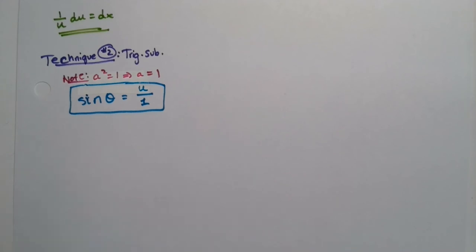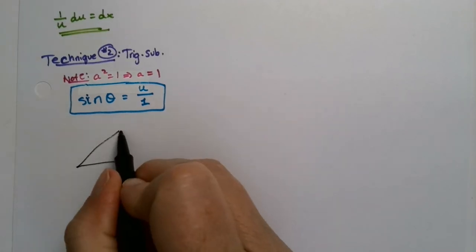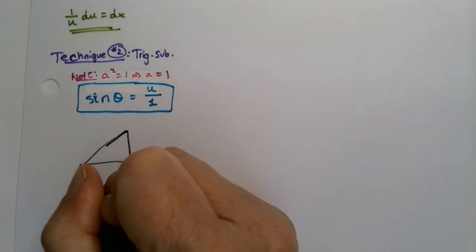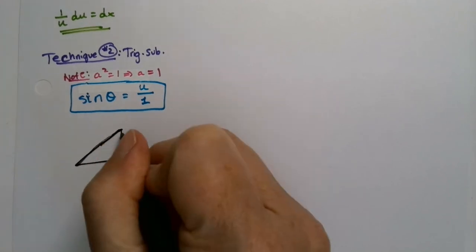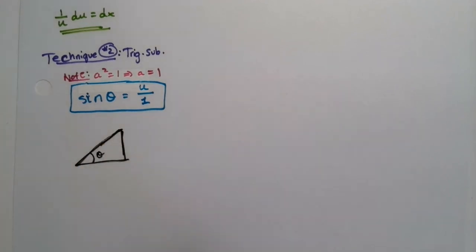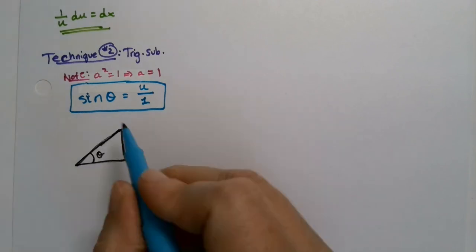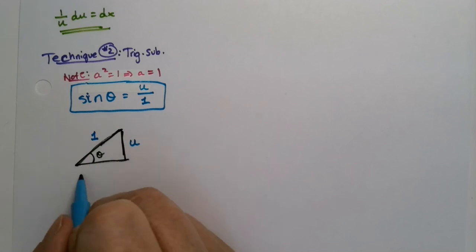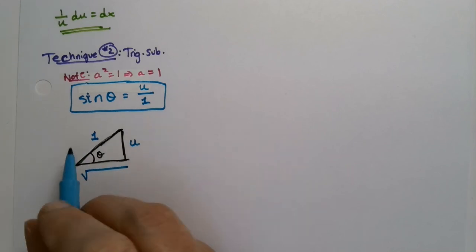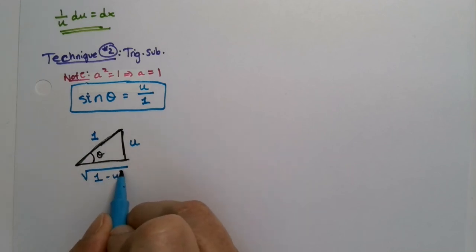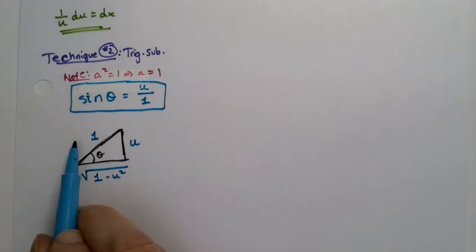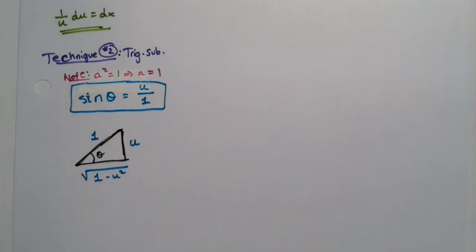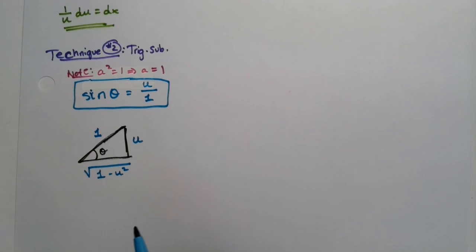Okay, from there we can build a triangle. Oop, a very wobbly triangle. Goodness, my paper must have wobbled on me. Okay, at least that's my story and I'm sticking to it. All right, so there's my angle theta. Sine is, of course, opposite over hypotenuse. So that's u, that's 1. Using the Pythagorean theorem, this would be the square root of 1 minus u squared, right? Because this squared plus that squared must be equal to 1. Feel free to use the Pythagorean theorem to prove it if you want.